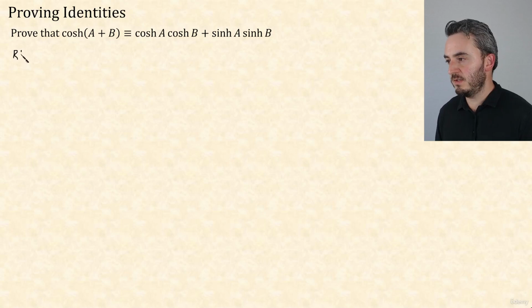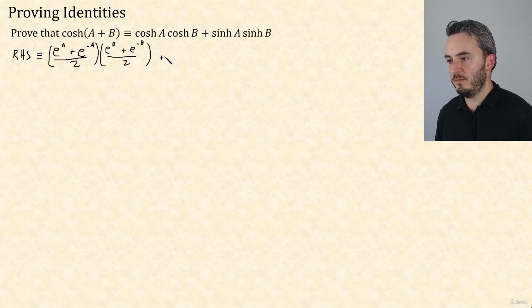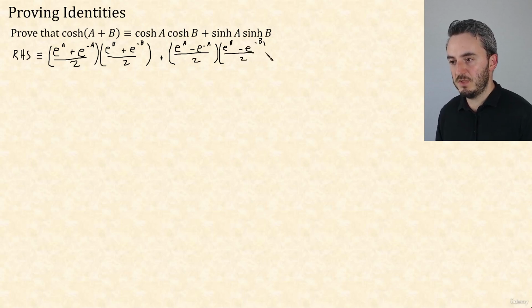So I can say the right-hand side is, well, cosh a is e to the a plus e to the minus a over 2. And then cosh b is e to the b plus e to the minus b over 2. And then plus sinh a sinh b. So sinh a is e to the a minus e to the minus a over 2, and sinh b is e to the b minus e to the minus b all over 2. Okay, I think we can just multiply out this whole thing and see what we get.